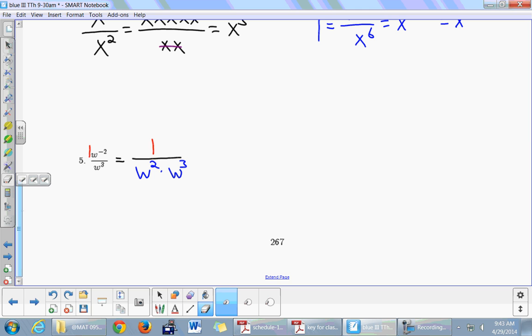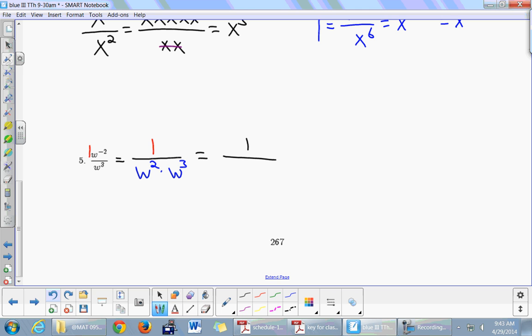Oftentimes a mistake that I see is people say, well, I don't know what to put up there, so I'm just not going to put anything, and they'll call it this. But that's not right. I mean, these things both need to go downstairs. So this is our answer, and then we'll finish it by just writing out all the w's. Don't think about a shortcut. W squared is 2 of them. W cubed is 3 more of them. This is really 1 over w to the 5th. That's our answer.